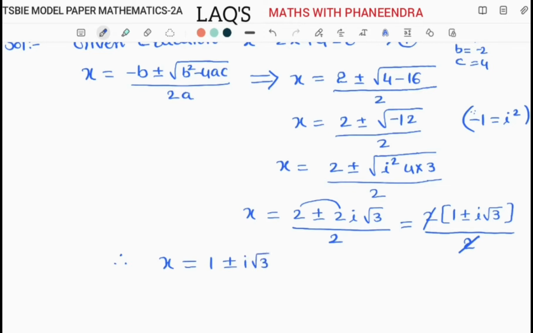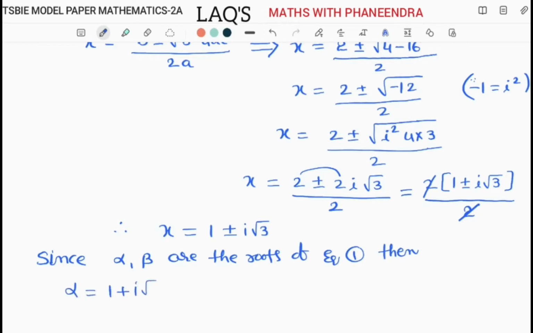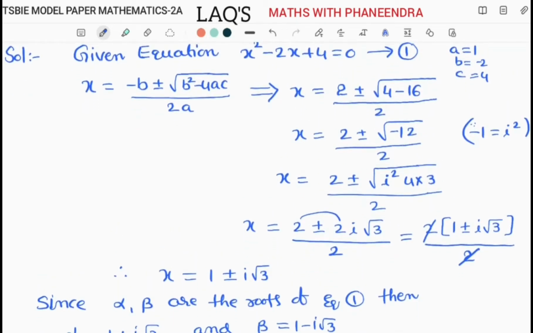After that they are asking to prove this; we got the roots now, plus or minus. One root is alpha. They mentioned that alpha, beta are the roots of the equation. Since alpha, beta are the roots of equation 1, alpha is equal to 1 plus i root 3 and beta is equal to 1 minus i root 3. For this procedure they will give 2 marks. Now for the remaining terms.